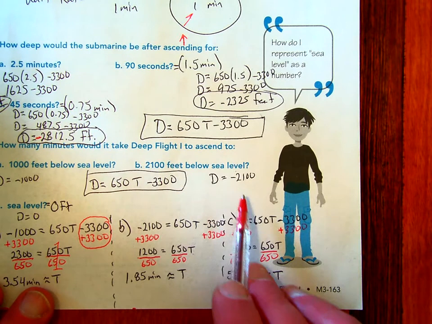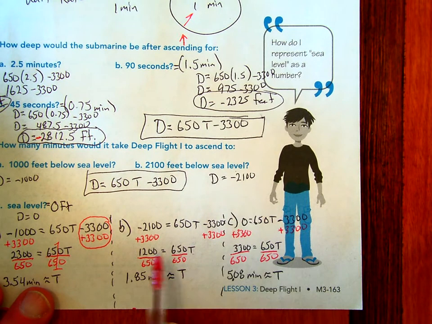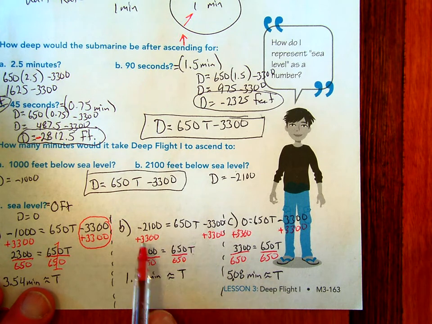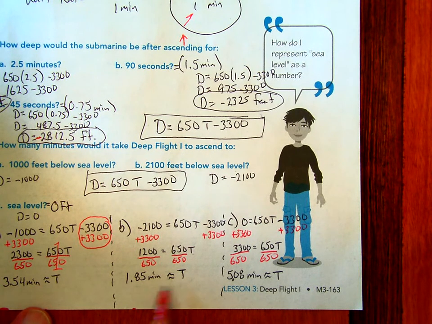So when D is negative 2,100, negative 2,100 is 650t minus 3,300. Add 3,300 to both sides. Simplify. Divide both sides by 650. Simplify. And I get t is approximately 1.85 minutes. I had to round.